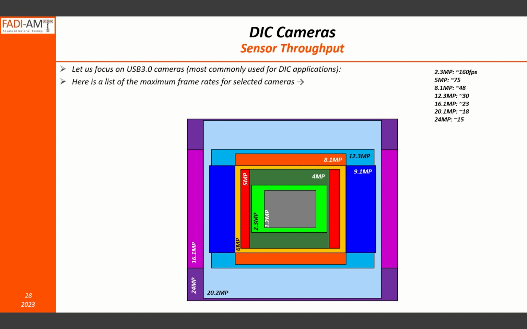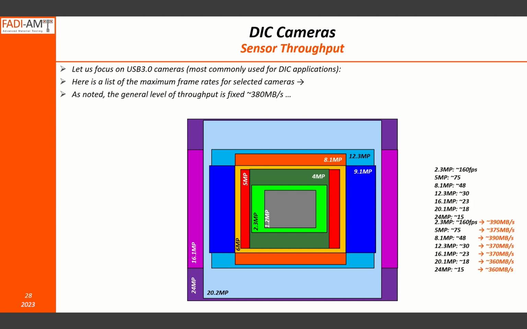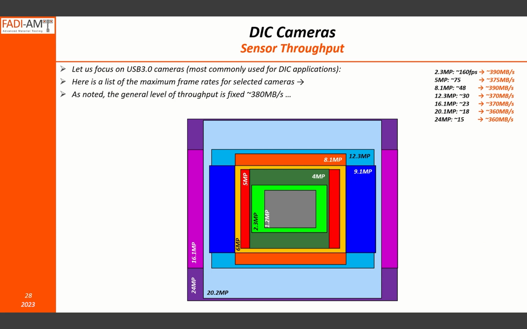And obviously for a lower resolution camera like the 2.3, you get higher frame rates, 160 frames per second, roughly speaking, give and take. As you go to 5, 8, 12, 16, and so on, you increase the resolution of the sensor, you lose maximum frame rate, and ultimately with a 24 megapixel camera, you're limited to around 15 frames per second. If you multiply these two numbers by each other, you get the throughput of the camera, and roughly speaking, all of them give you, again, give and take, around the same number. It hovers around 380 megabytes per second, which is technically the throughput of a USB 3 connection.